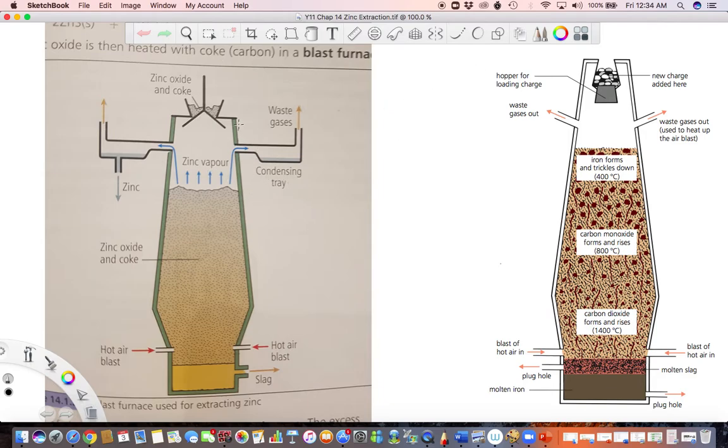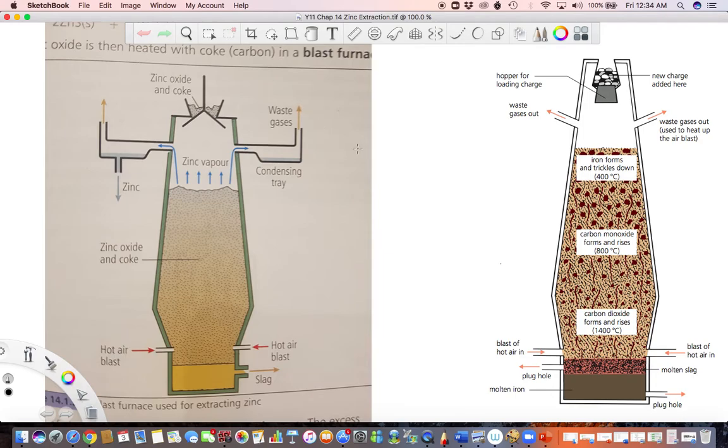Now, the image on the left that you can see here, on the left of the screen, is the blast furnace for zinc extraction. That's a snapshot from your textbook. And the one that's on the right-hand side is an extraction of iron, which is what we covered in last week's lesson. Now, we're going to focus on the blast furnace for zinc extraction.